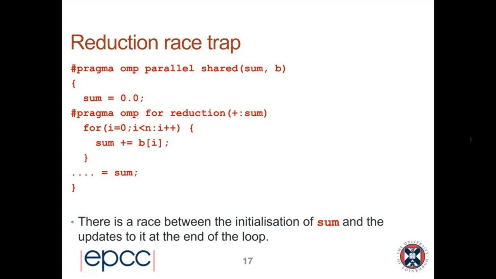So this is unsafe. You need to make sure that the initialization is done by one thread only, and that there's some synchronization between the initialization and the execution of the loop, because the threads do not synchronize on entry to the work sharing loop. You need to put an explicit barrier there to make sure that the initialization has been done before any threads start executing loop iterations.